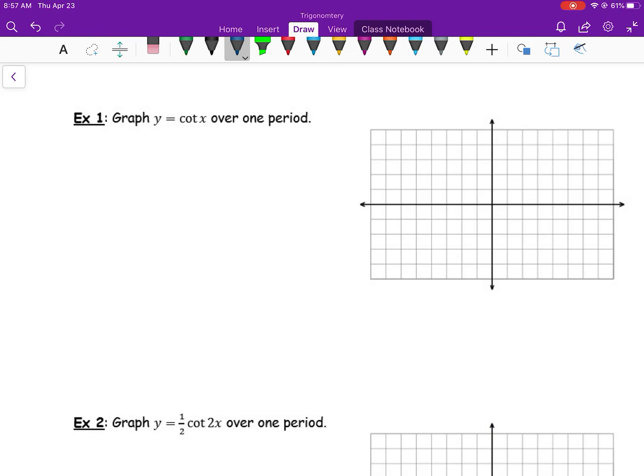Alright, so example 1 is cotangent of x. First thing we're going to do is label our a, because this is y equals a cotangent b of x. So a is 1, b is 1. Our period is pi over b, so it's pi, if you put 1 in for b.